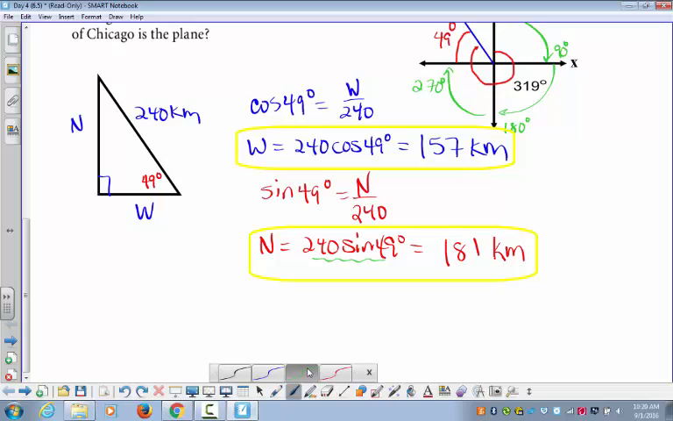Right. Sine of 49 is irrational, and it doesn't have an equivalent square root representation. So in a case like this, our hands are tied, and we would have to approximate.